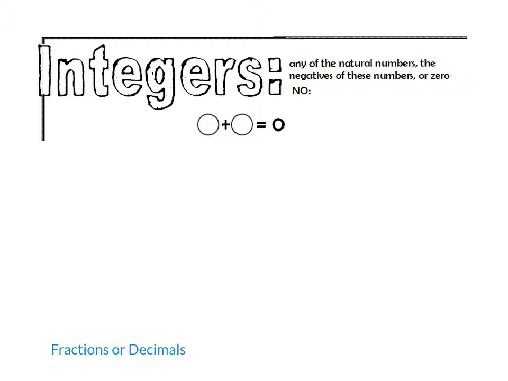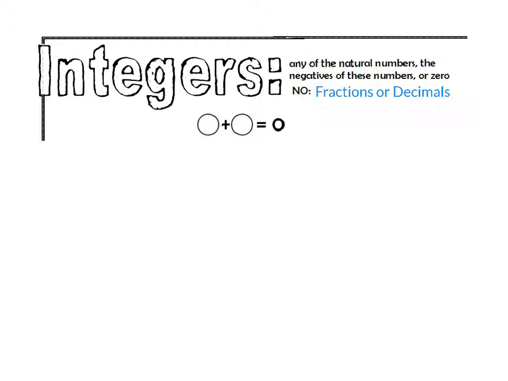But first of all, what is an integer? The definition is any of the natural numbers, the negatives of these numbers, or 0. So basically that means it's a positive or negative number that has no fractions or decimals. So -1, 1, 2, -2, but not 1.5.